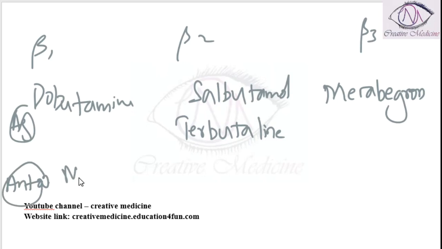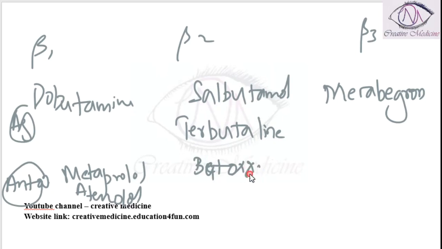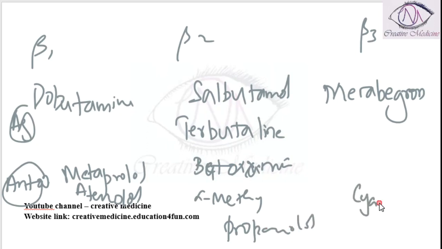The antagonists of the beta 1 receptor are metoprolol and atenolol, whereas the antagonists of the beta 2 receptor are butoxamine and alpha methyl propranolol, and cyanopindolol is an antagonist of beta 3 receptors.